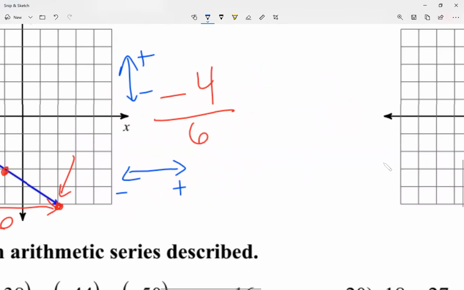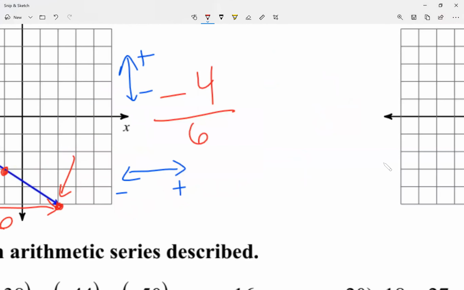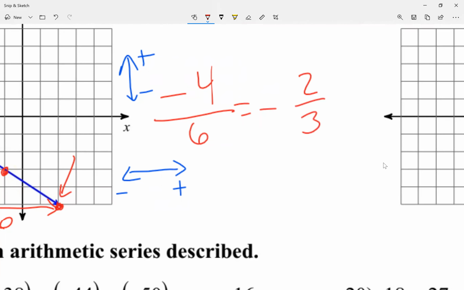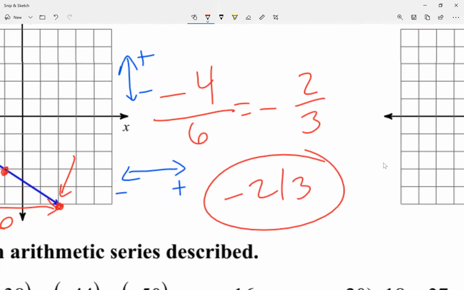Now, I've got to simplify my slope though. If possible, got to simplify. So I see a negative sign, and I said earlier, bring it to the front. It doesn't matter if it's on the top or the bottom, bring it to the front. Number-wise, 4 and 6, I think I can divide each by 2. So that's going to give me 2 over 3. I divided each number by 2. So that's it. My slope is -2 over 3.